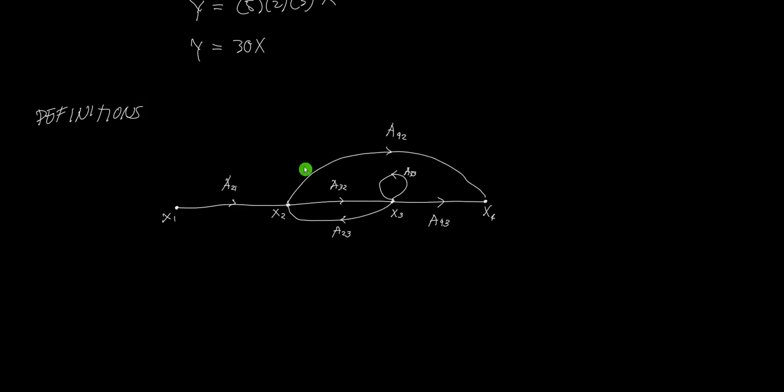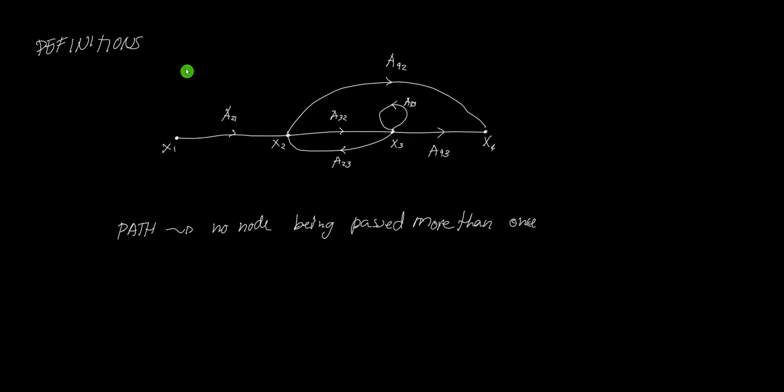The first one is a path. A path is a continuous unidirectional succession of branches along which no node is passed more than once. So in this signal flow graph, what will be the path here?